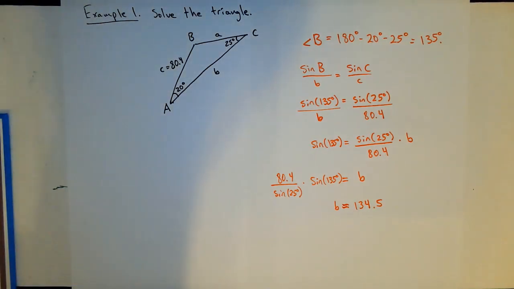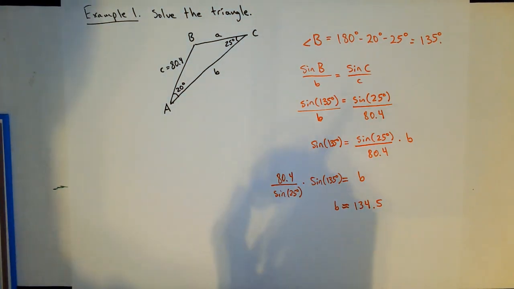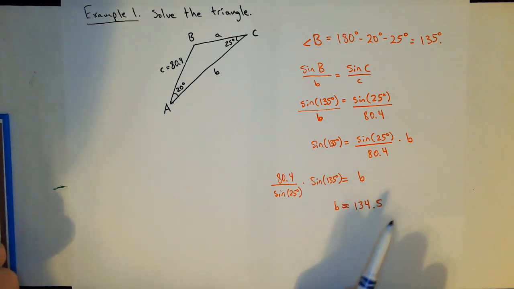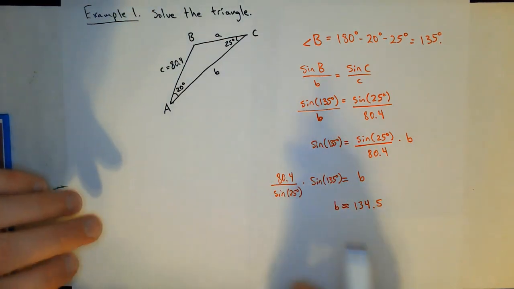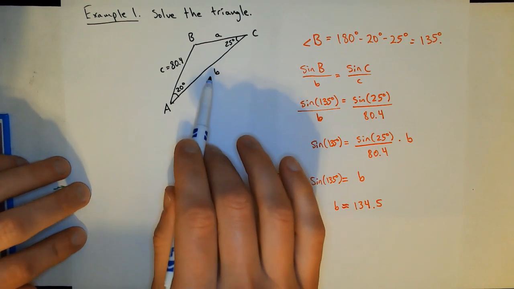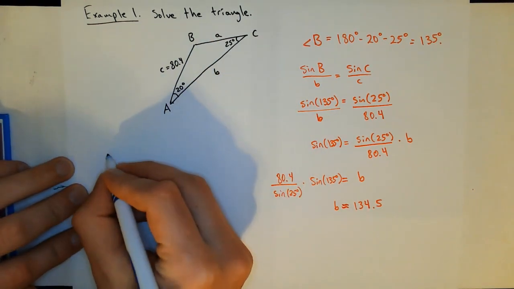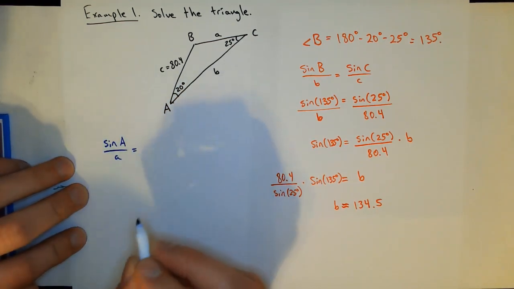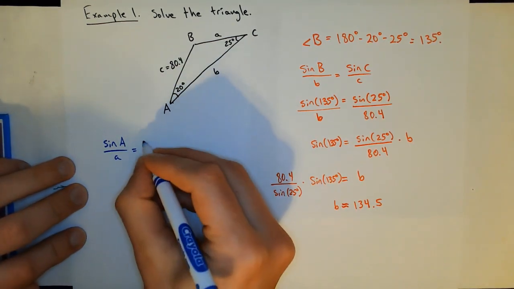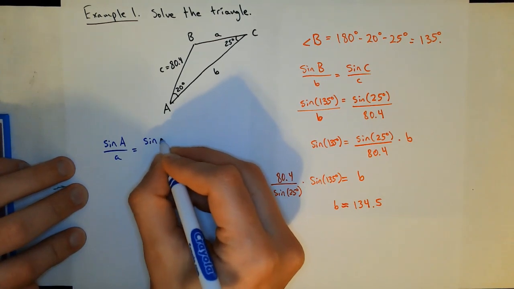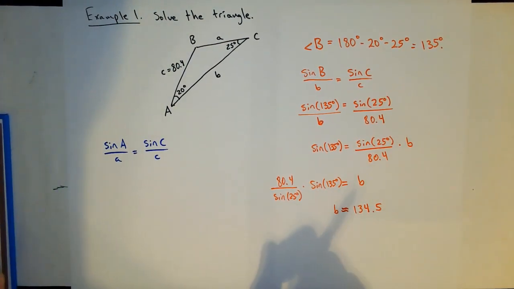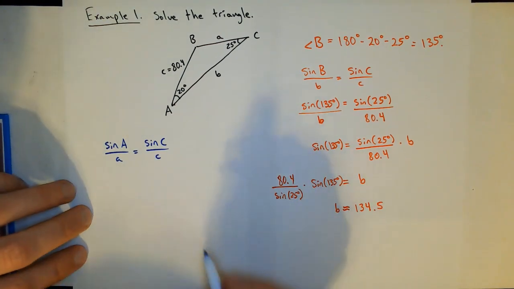I'll just set a equal to c. I think it's kind of better form to use the thing that you were originally given instead of the thing that you found and rounded. Instead of saying sine A over little a equals sine B over little b, I'll use C again. Sometimes you have to use what you calculated in a previous step, though.